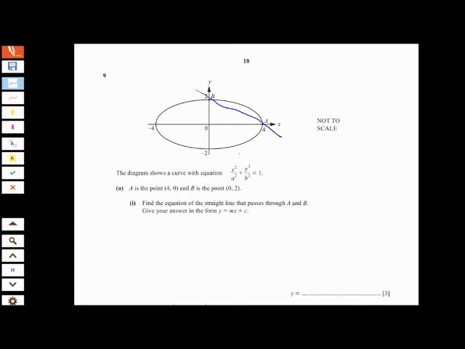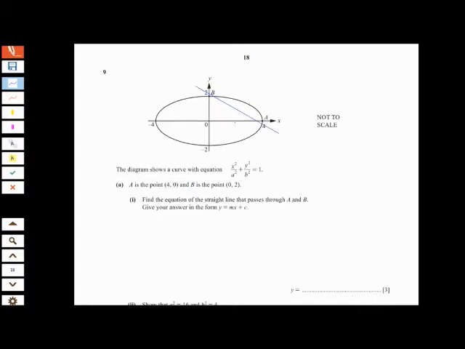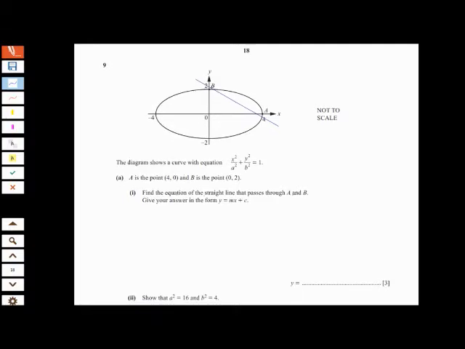That's the straight line that they want. Find the equation. And how to find the equation of a straight line? What you need is a gradient and a point. We have 2 points here, so all I have to do is find the gradient. The gradient equals y2 minus y1 over x2 minus x1. y2, which is 2, minus y1, which is 0, over x2, which is 0, minus 4. So 2 over negative 4, and in simplest form that is negative half.